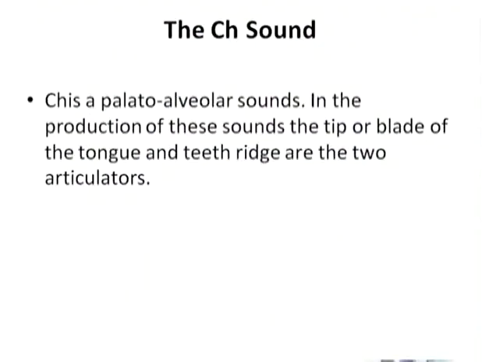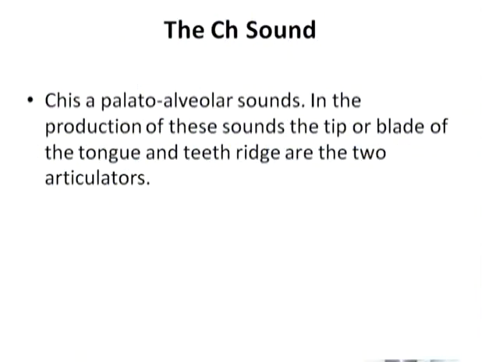Then we went on and did the ch sound, and we said the ch is a palato-alveolar sound. In the production of these sounds, the tip or the blade of the tongue and the teeth ridge are the two articulators. That's how we said ch. Do not confuse this sound, the ch, with the sh. Words with ch are children, chocolate, march, chimpanzee, choose, crutch, pitch. These were the f and the ch sounds.